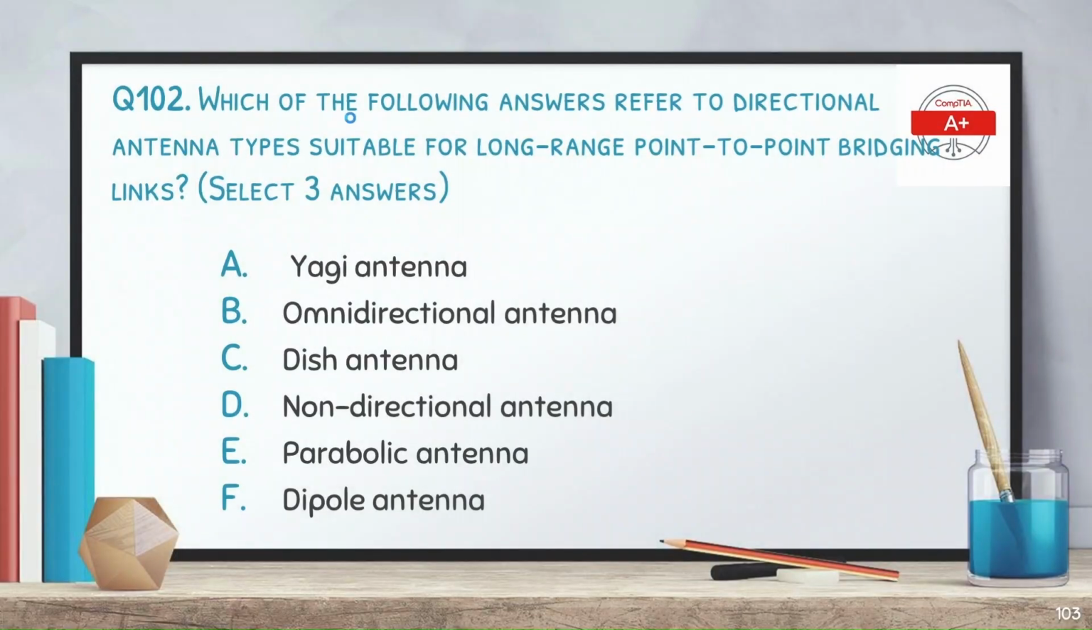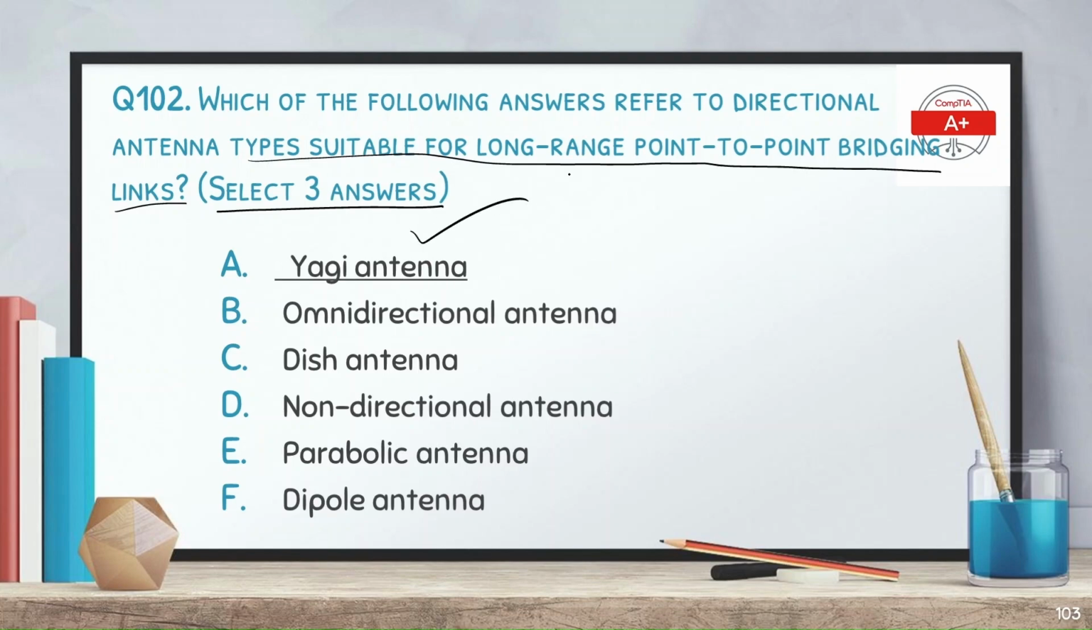Question number 102: which of the following answers refer to directional antenna types suitable for long-range point-to-point bridging links? We have to select three answers. Again, we already went through the options, so the correct options are the Yagi antenna, the dish antenna, and the parabolic antenna. These are all antenna types that can be used for long-range point-to-point bridging links.